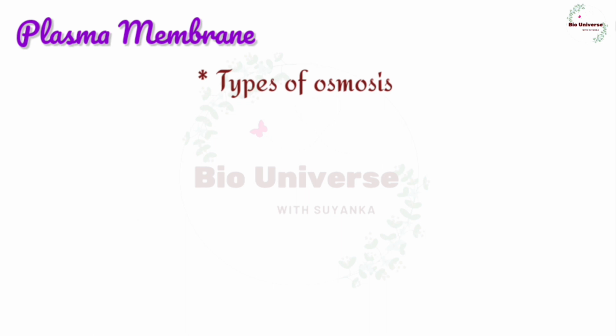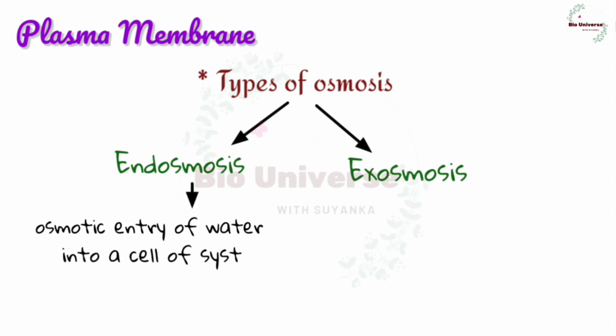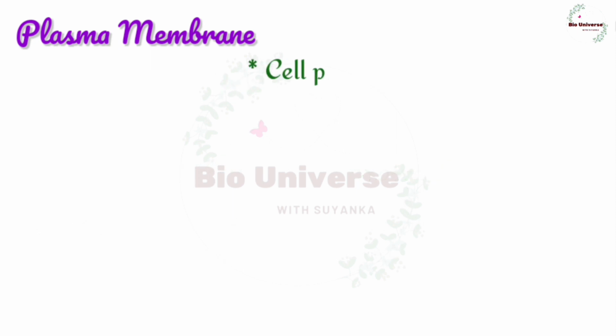Types of osmosis. Osmosis is of two types, endosmosis and exosmosis. Endosmosis is the osmotic entry of water into a cell or system. Exosmosis is the osmotic withdrawal of water from a cell or system. What will happen if we put an animal cell or a plant cell into a solution of a sugar or a salt in water? One of the following three things could happen.